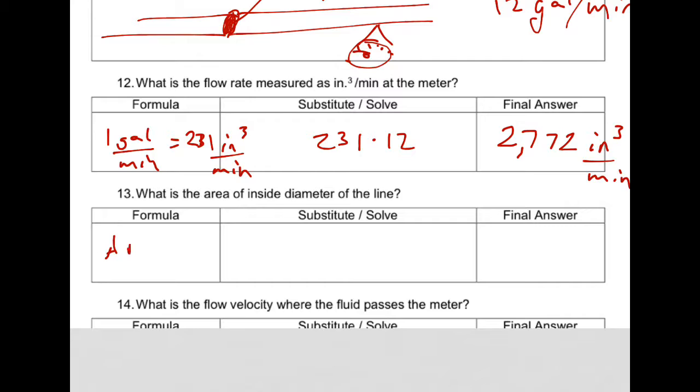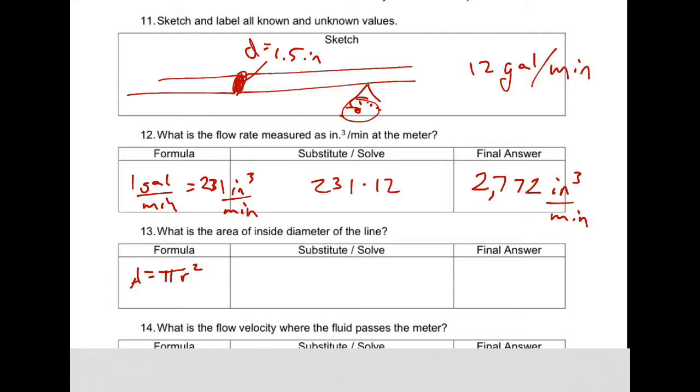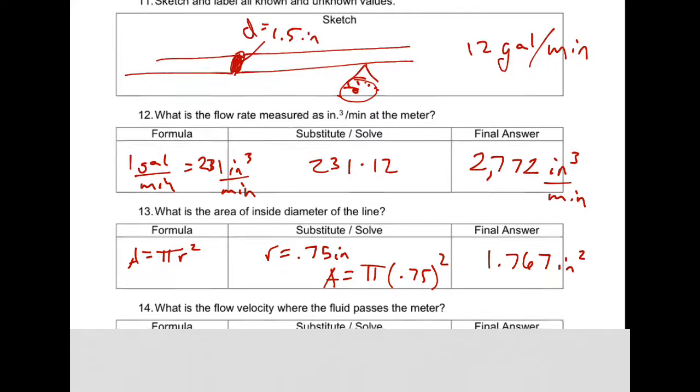Well, that's just pi r squared. So we need to have the diameter cut in half. 1.5 divided by 2, that's 0.75. So r equals 0.75, and I have the area being pi times 0.75 squared. And that is 1.767. This was inches, so this is inches squared.